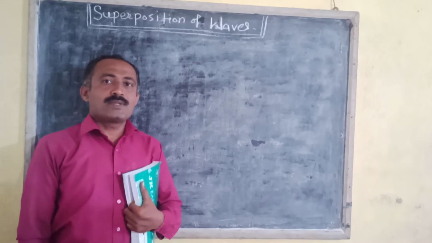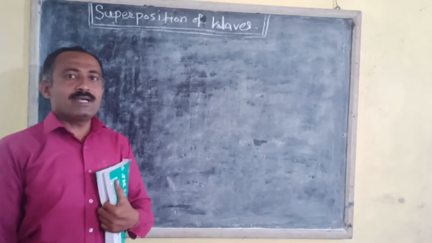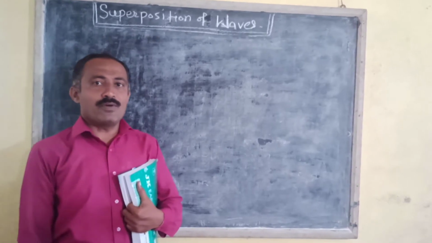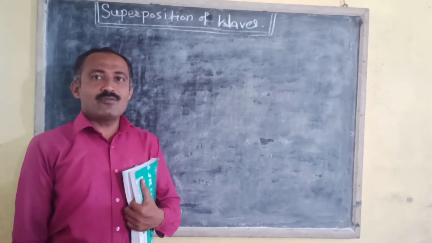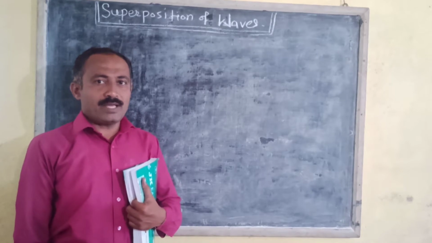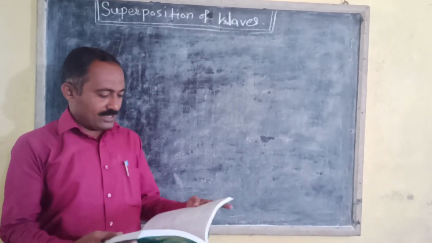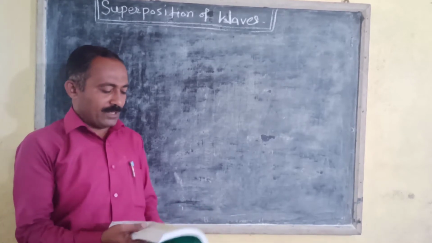Good morning friends. Last period we completed the theory of the chapter superposition of waves. Now in this period we have to see the examples on this chapter. The first example is example 6.1.